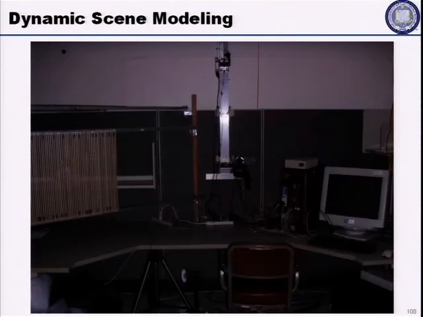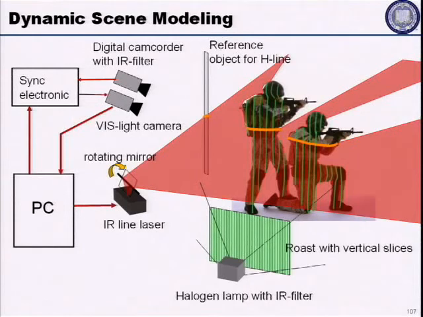And then on here, we have cameras that have IR filters and also a visible camera. The IR filter one will catch this signal coming from the IR halogen lamp.